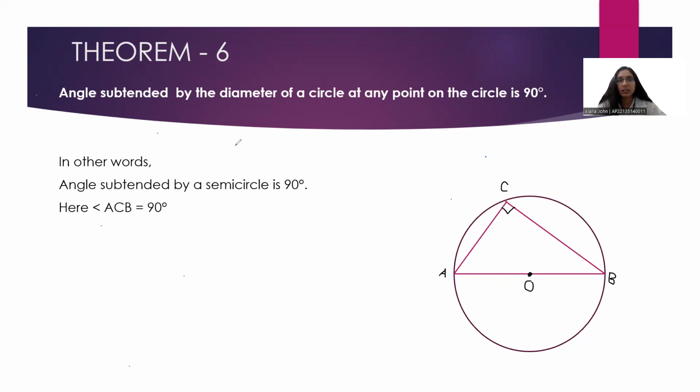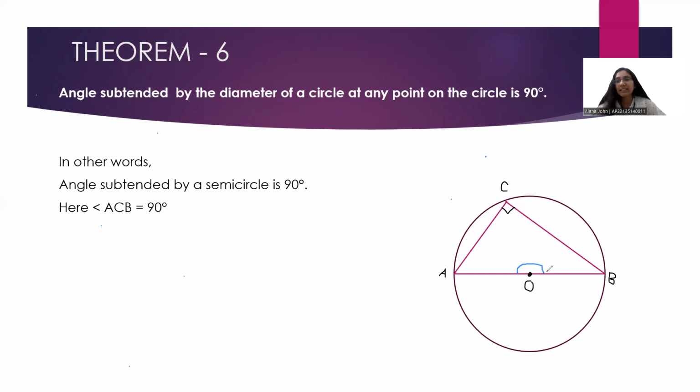So here, theorem 6 says that the angle subtended by the diameter of a circle at any point on the circle is 90 degrees. See, the diameter is also a chord, right? Then the angle subtended at the center by the diameter. What will be the angle subtended at the center by the diameter? It will always be 180 degrees because it is forming a straight line.